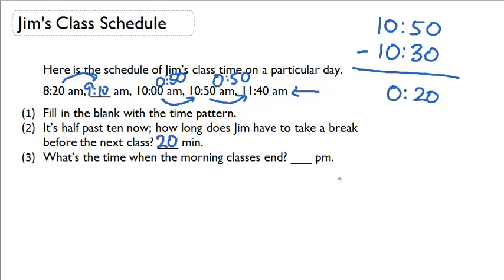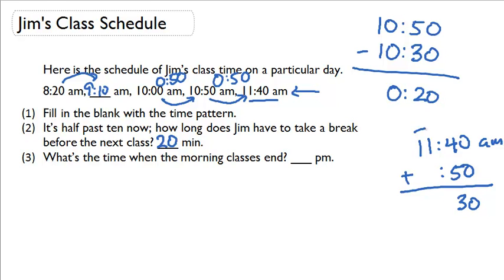Well, if the 11:40 class starts at 11:40 but takes 50 minutes, I need to find 50 minutes after 11:40, which means I need to add 50 minutes to 11:40. So 40 plus 50 is 90. That's a problem because it's larger than 60 minutes, which is an hour. So I'll take 60 minutes from that 90 and end up with 30. And remember to take that 60 minutes and turn it into an hour, and I get 12:30.